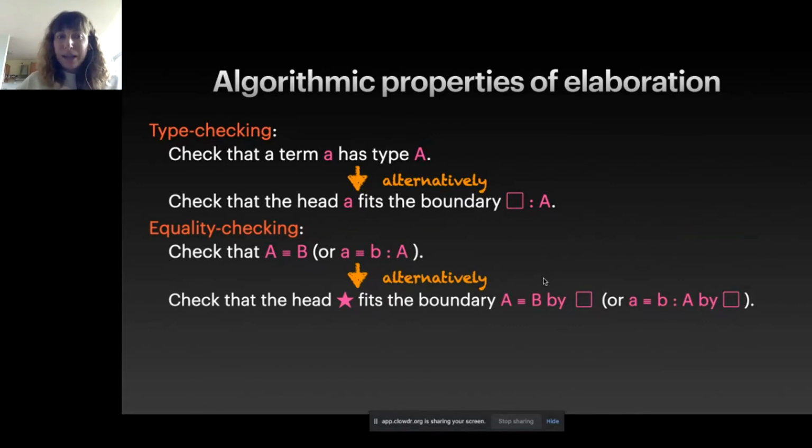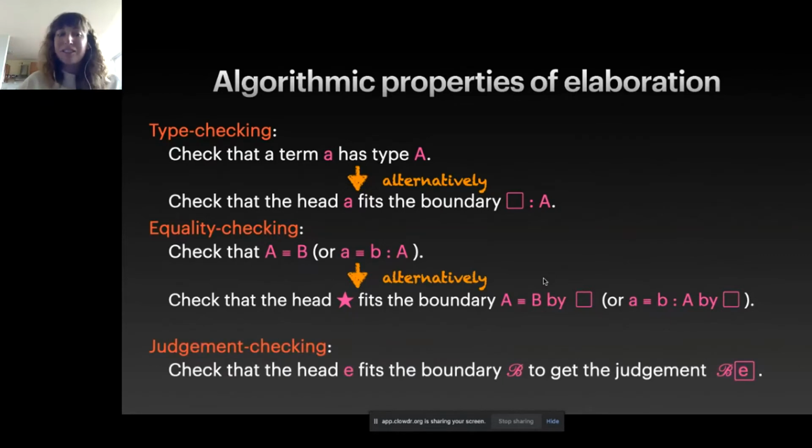So to combine these two, we can say that we have judgment checking. Judgment checking, or boundary checking, I don't know what's a better word for it, checks that a head E fits the boundary B to get the judgment B boxed E. And this is the same thing as here. We're checking that the term has some type, or we're checking that an equality is inhabited.